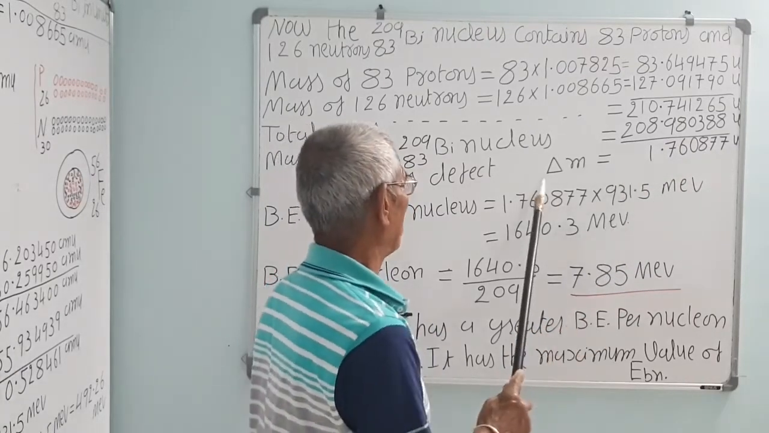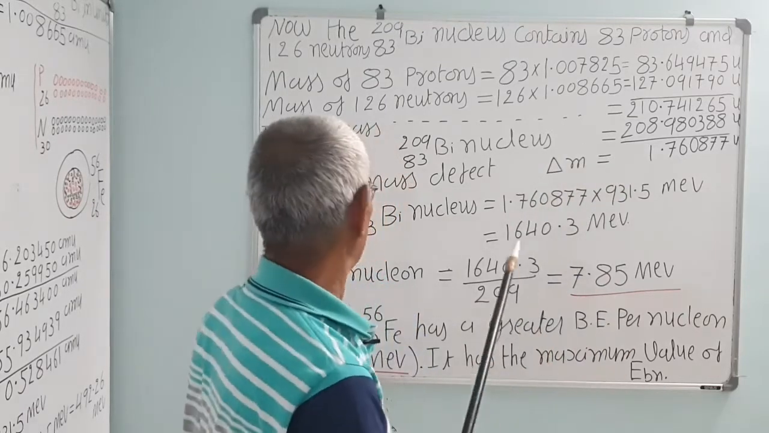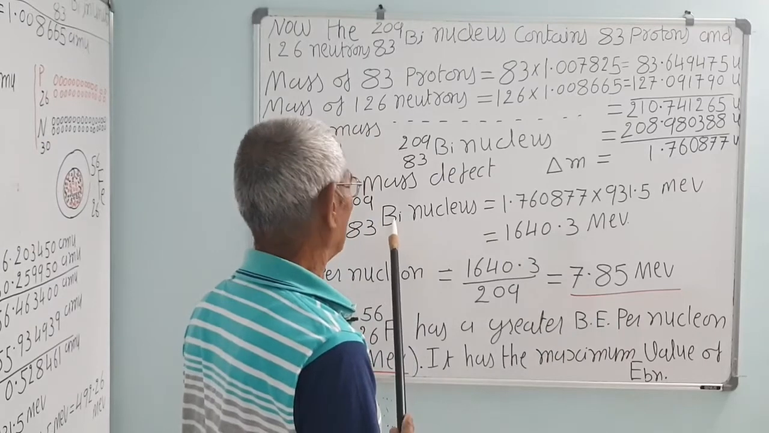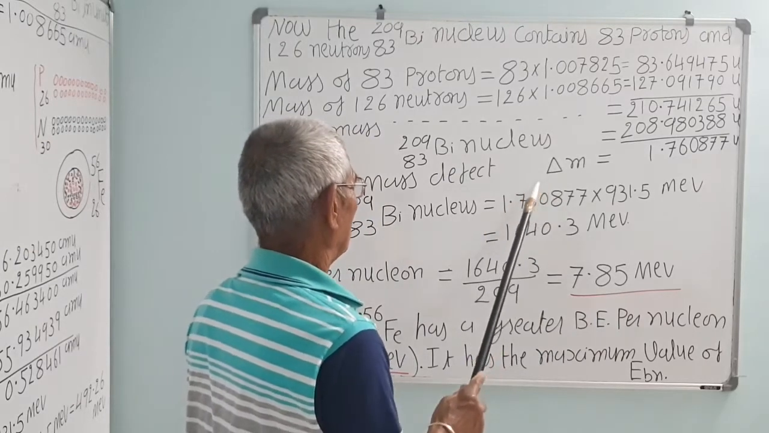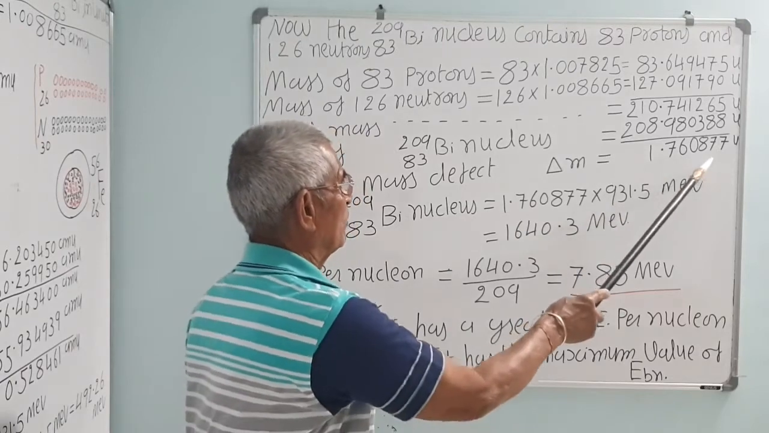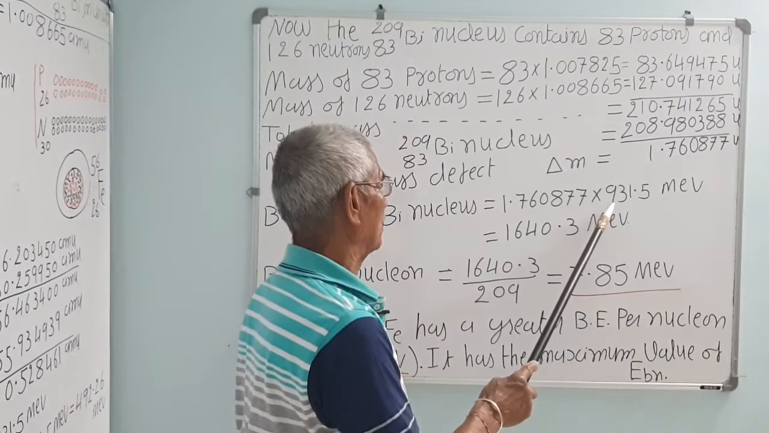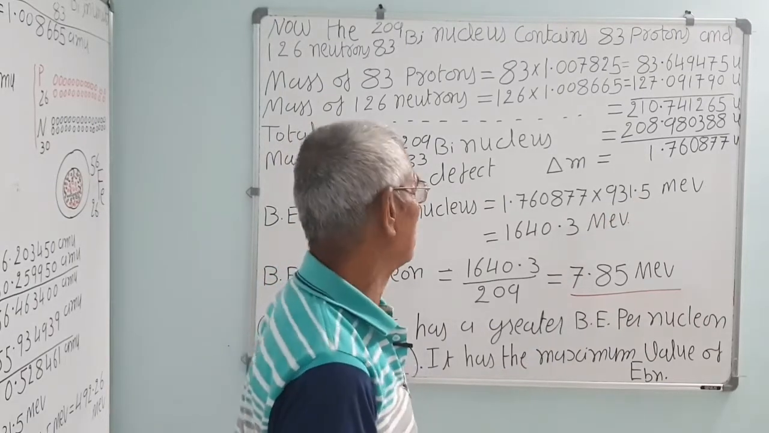This is the mass defect, correct. This converts into energy to keep the nucleus all together in the nucleus of bismuth. So this mass defect multiplied by 931, this is in atomic mass unit. So one atomic mass unit is equal to, already we have seen, 931.5 million electron volt.